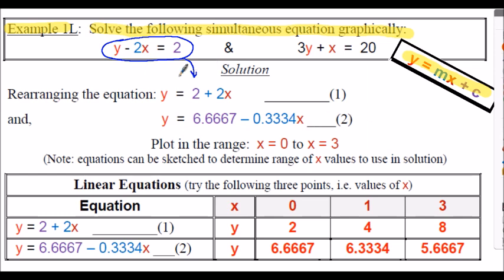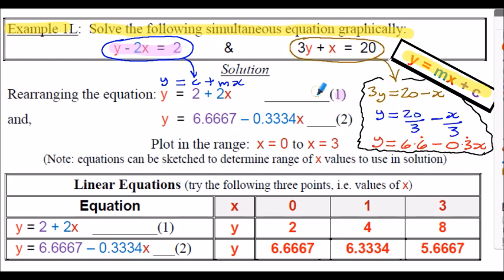Just notice that's written in the form of y is equal to c plus mx in this case. But that does not make any difference to the way we undertake the calculation. So I've called this rearranged equation here, equation 1. Considering the second equation given, 3y plus x is equal to 20, I need to rearrange this to make y the subject. So first of all, I'm going to subtract x from both sides of the equation to get 3y is equal to 20 minus x.